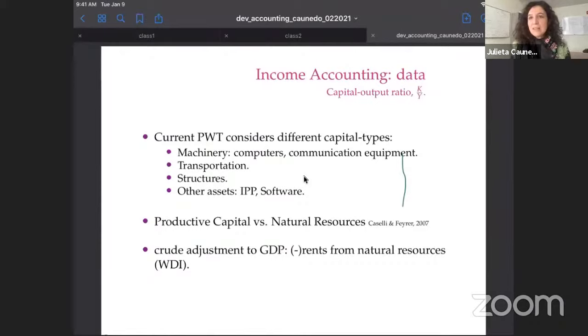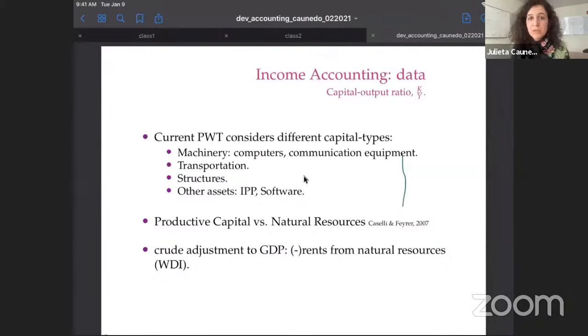But it's not clear that the standard neoclassical framework is a good theory to think about the output produced, or the richness of the workers producing in those economies. So Caselli and Feder wrote a paper where they're taking this idea seriously, trying to clean up what is productive capital versus natural resources.